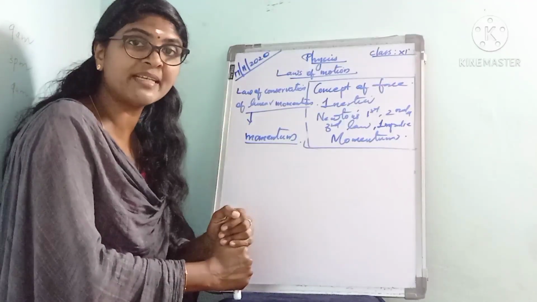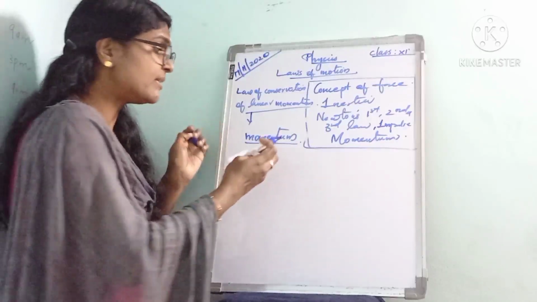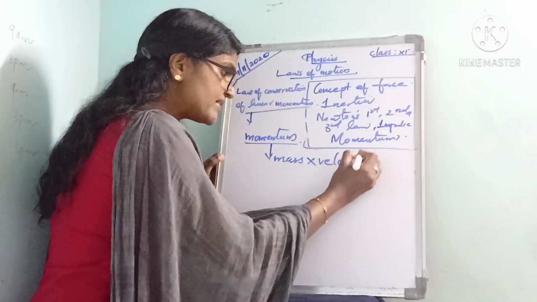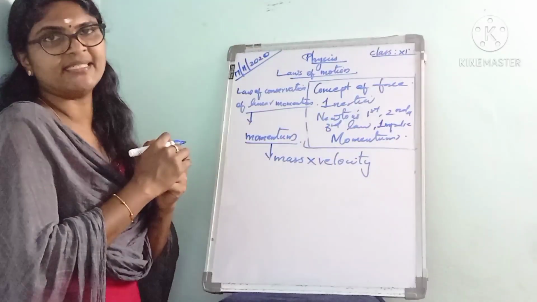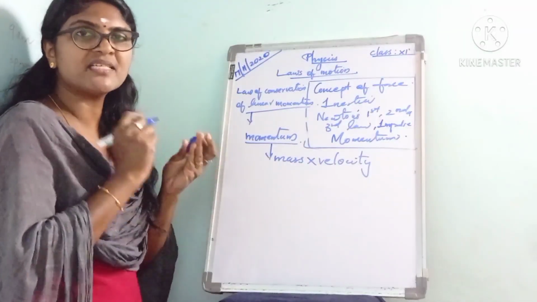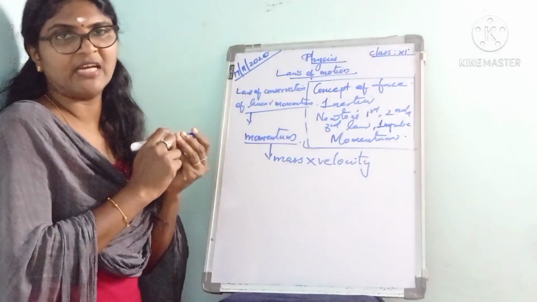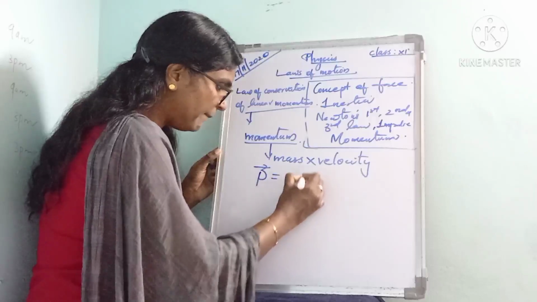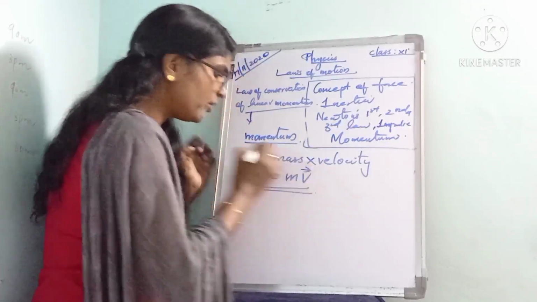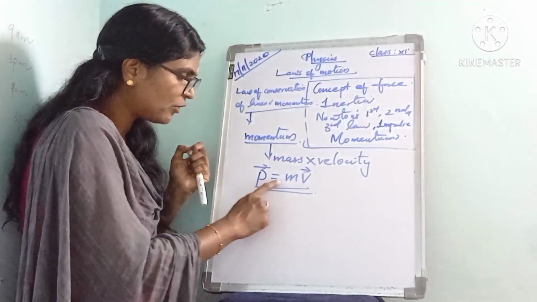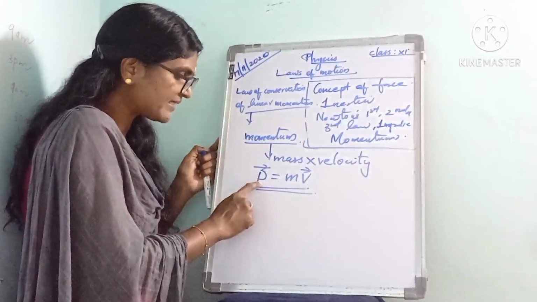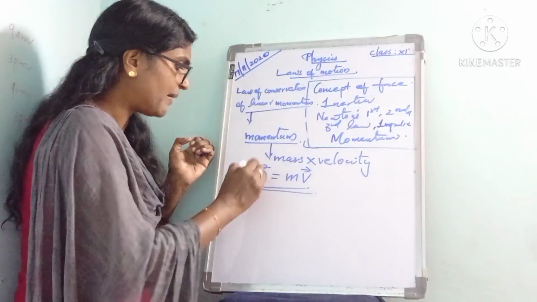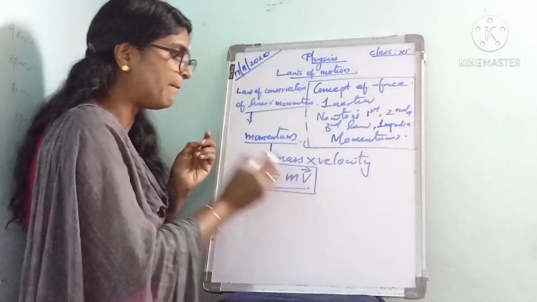Then how can we measure momentum? Momentum can be measured as the product of mass and velocity. Listen to it. Momentum is represented by P. Momentum P is equal to M into V. This is the equation for momentum, the mathematical relation for momentum: P is equal to M into V.